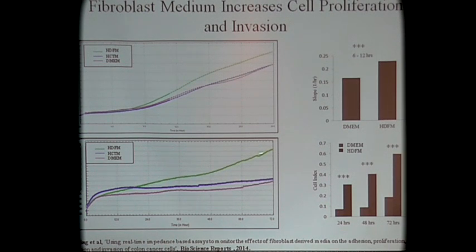And we forced the cells to invade through this, and we found, interestingly, that when there's fibroblast media present, the cells will actually invade at a much faster rate. So we also showed this for migration and adherence. We showed that the rate of this was also faster, and we published it earlier this year in Bioscience Reports.